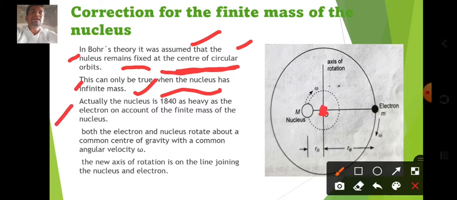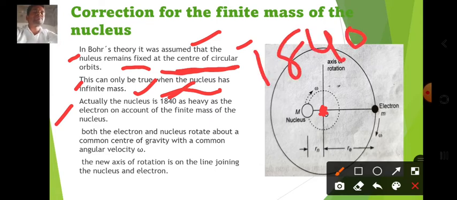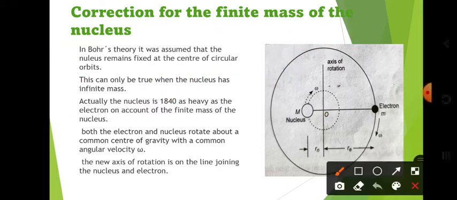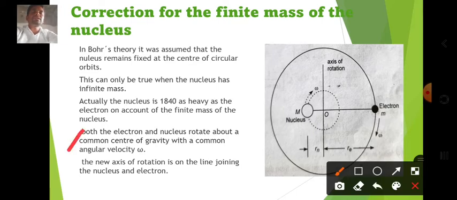But actually the nucleus is 1840 times as heavy as the electron, on account of the finite mass of the nucleus. Compared to the electron, how much greater is it? 1840 times. So that's why it is a finite mass. Both electron and nucleus rotate about the common center of gravity with the common angular velocity. Since the nucleus has finite mass, it starts rotating about the axis of rotation.